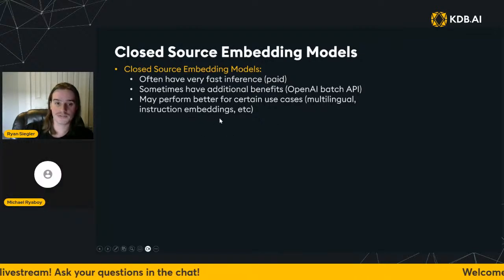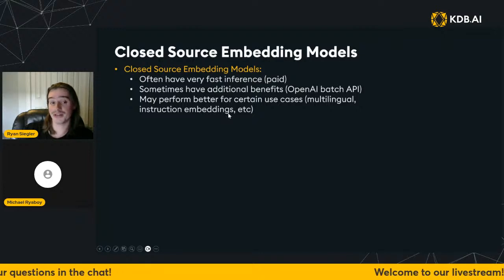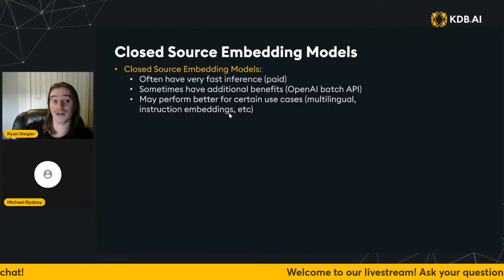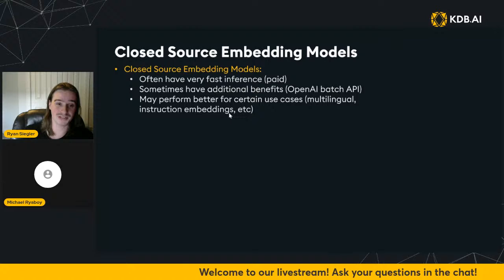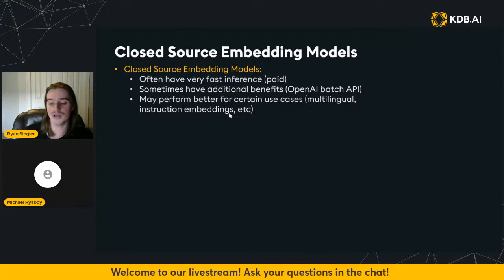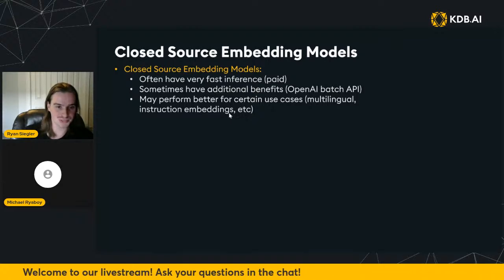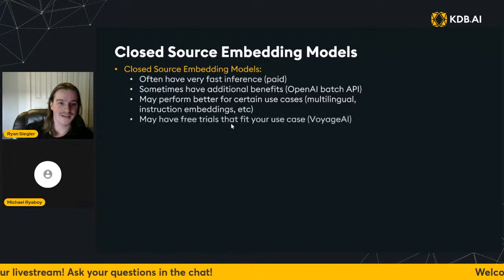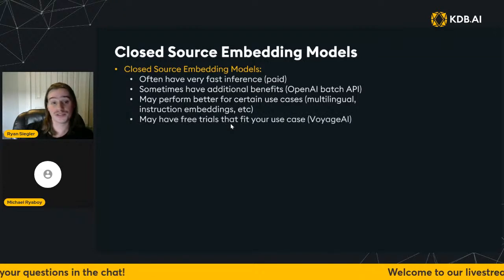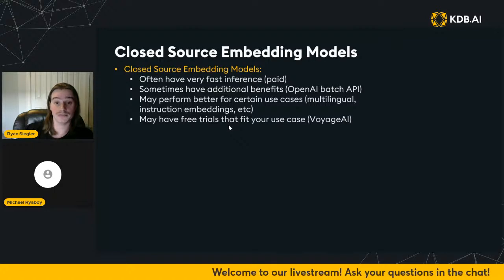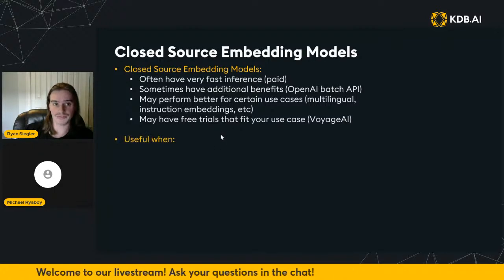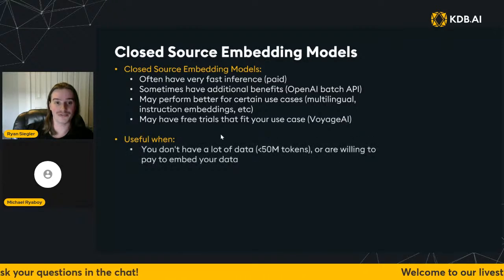You also have some embedding models that have an additional benefit of having instruction embedding. So you could almost think about that like doing prompt engineering for your embedding model, which is a pretty interesting thought. And even though there's closed source and oftentimes they do cost money, sometimes you can get a free trial. So Voyage AI, for example, has a free trial. I believe they have like a 50 million token free trial if you put your credit card in.